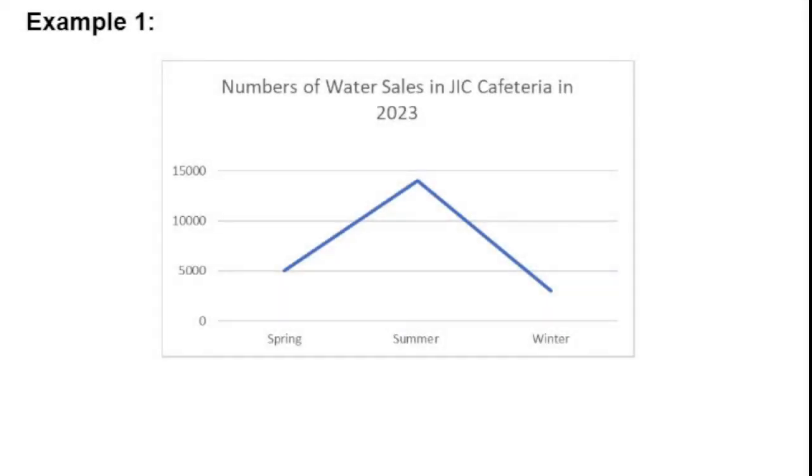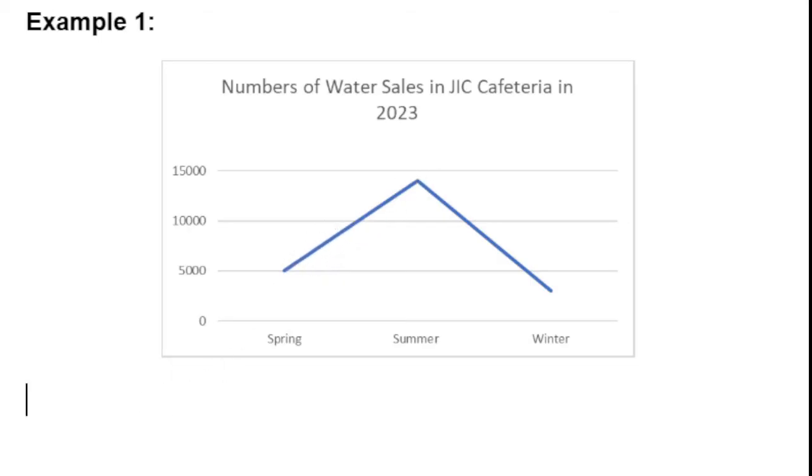In example 1, this is a line chart. We have two trends. The first is an increase and the second a decrease. It's the same item, numbers of water sales in the JAC cafeteria in 2023 across the period of 3 seasons, 5,000, 10,000, 15,000 items. And this is how we talk about this rise, this increase.